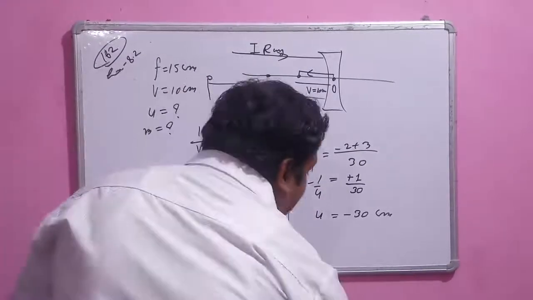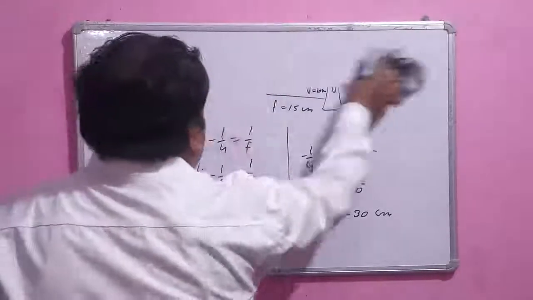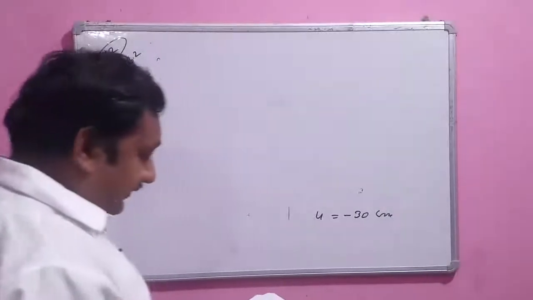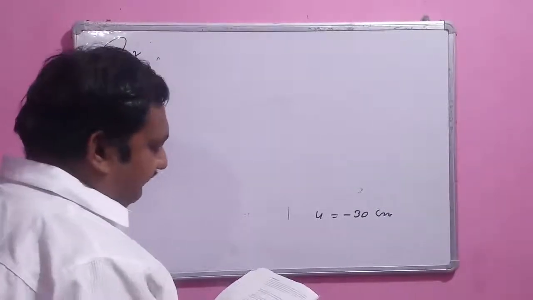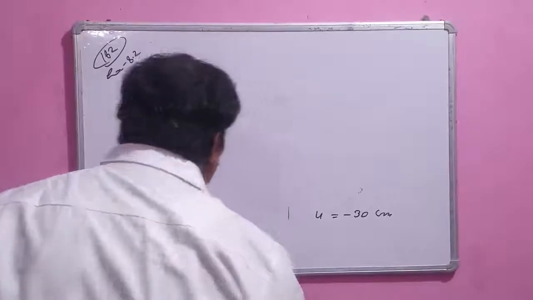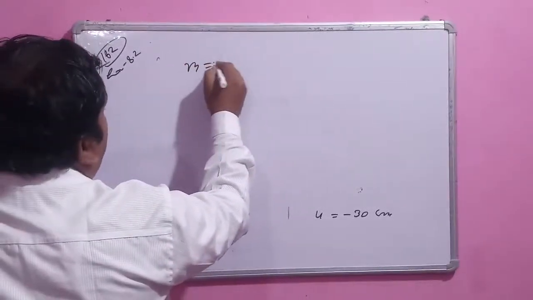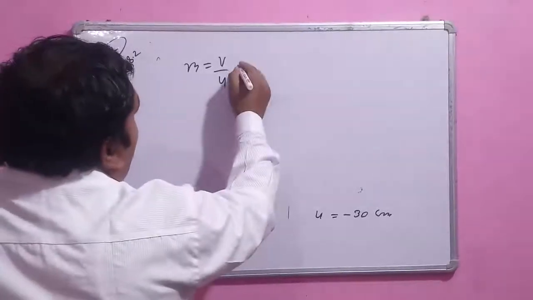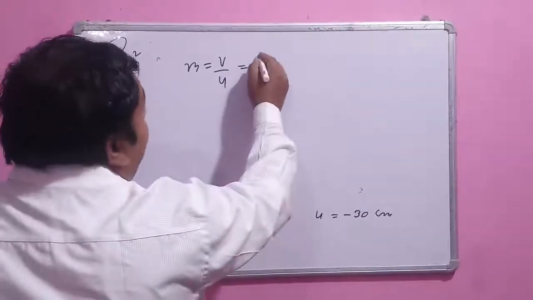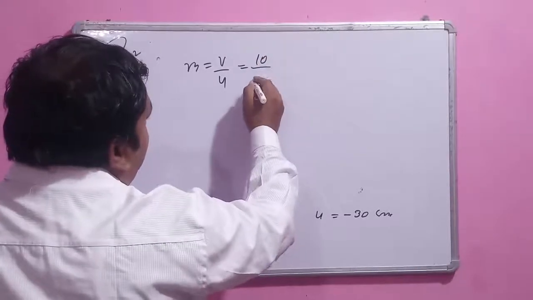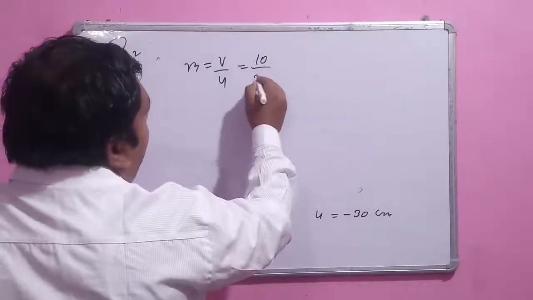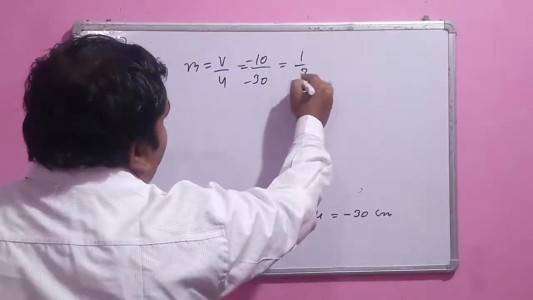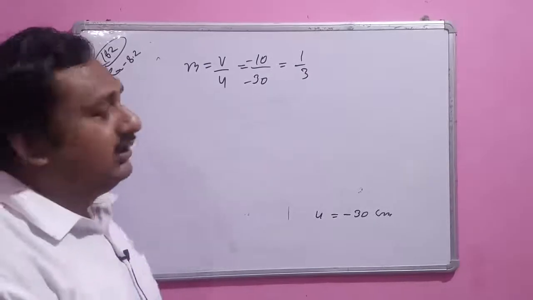Now you can also find the magnification in this case. One thing I have left out: in the case of a lens, magnification is v upon u, simply v upon u. And you know that v is 10, and u is 30, and both are negative. So in this case the magnification will be 1/3. Okay, magnification will be 1/3.